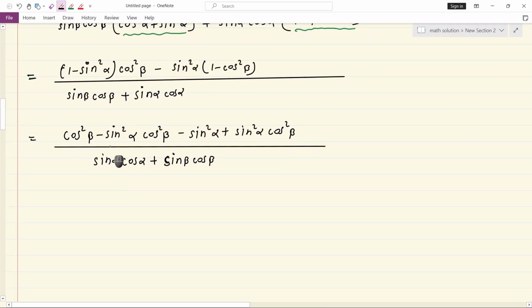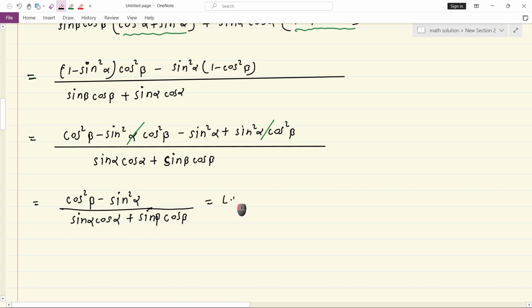So in the denominator we got it, and now in the numerator, look here, this term and this term we are going to cancel because these terms are the same but have different signs. So we also got the numerator. Finally we get the left hand side: cos square beta minus sin square alpha upon sin alpha cos alpha plus sin beta cos beta. We got it equal to our LHS. Hence proved.